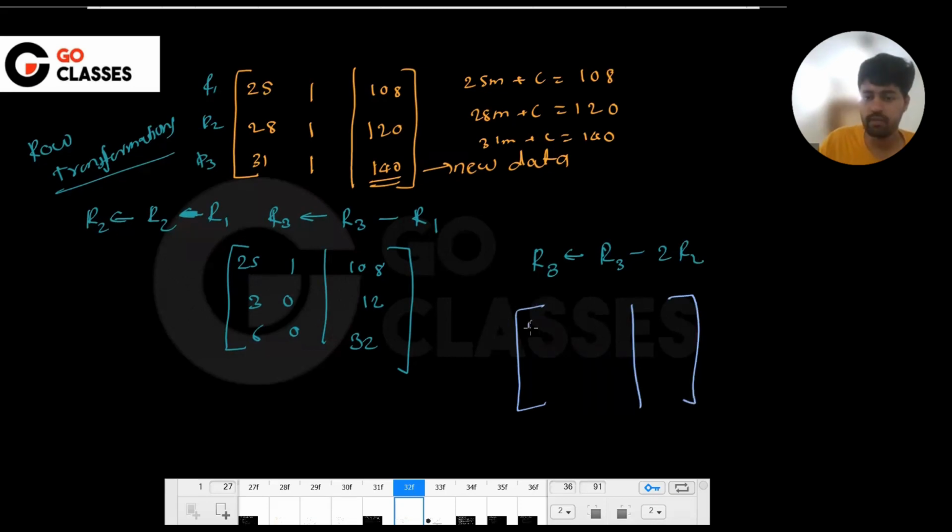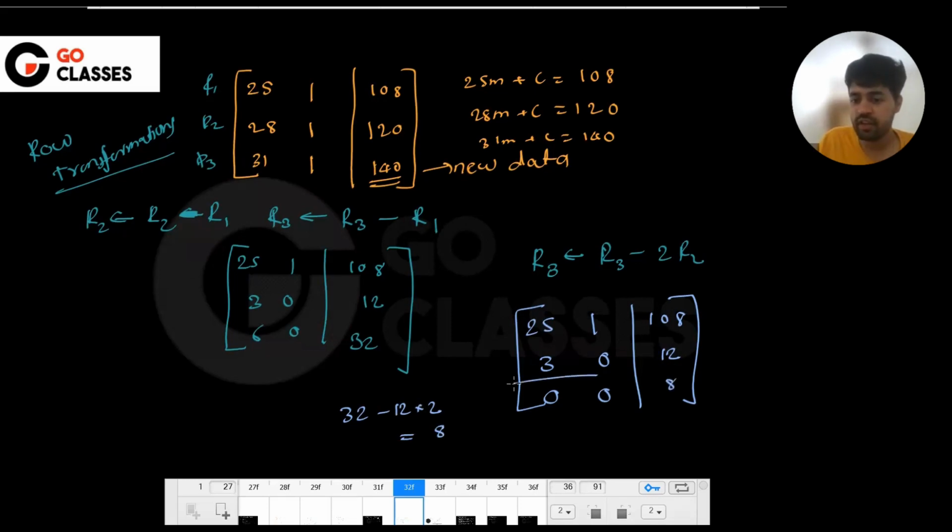First row remains the same. 25, 1, 108, 3, 0, 12. This remains as it is, so it will be 0, 0. This will be now 32 minus 12 into 2. It will be what? 8, right? It will be 8. So if you see, we are getting a non-zero line here.